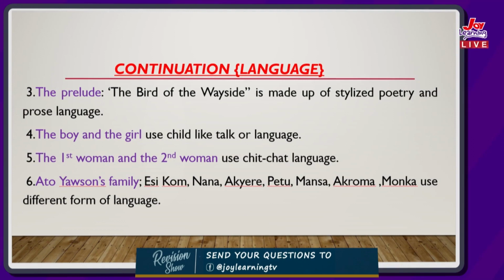Still on the language, we have the prelude. That is, the Bird of the Wayside is made up of stylized poetry and prose language. Then we have the boy and the girl. That is the dream, I think. They use childlike talk or language. The fifth one, we have the first woman and the second woman. They use chit-chat language. That is what we call kokonsa. And then finally, we have Ato Yawson's family, that is Esi Kom, Nana, Achire, Petu, Mansa, Akroma, Monka. They use different forms of languages. So we broke them into six: Ato Yawson's own, Eulalie's own, the prelude, the boy and the girl, the first and the second woman, and then Ato Yawson's family. They use different languages.